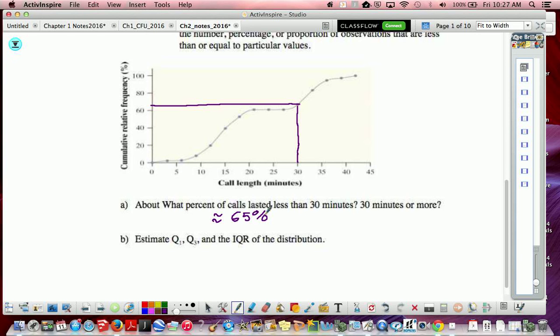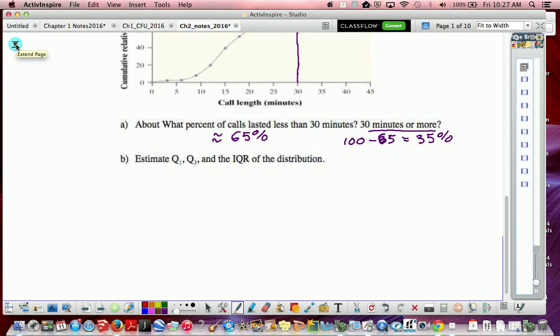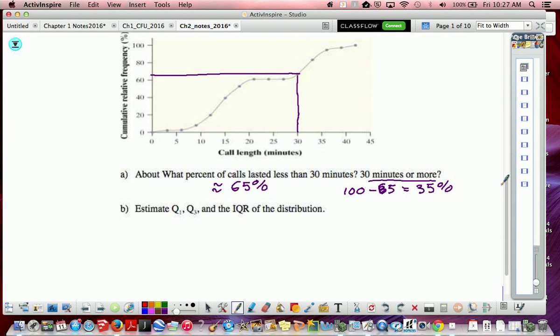So if this is less than 30 minutes, how many lasted 30 minutes or more? Okay. 35. 100 minus 35, or, I'm sorry, 65, I'm already doing the math, or about 35%. If you said 62 here, then this better be 38. So now, question B, let me move this up just a tiny bit. It's going to jump up way too high, but I can do that.